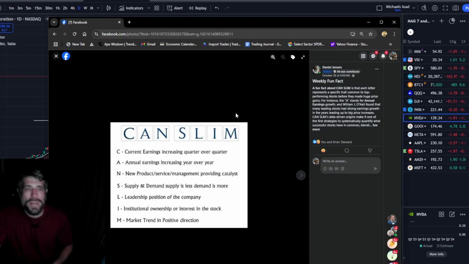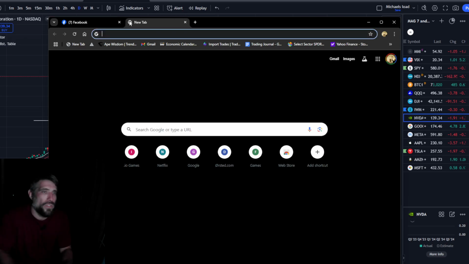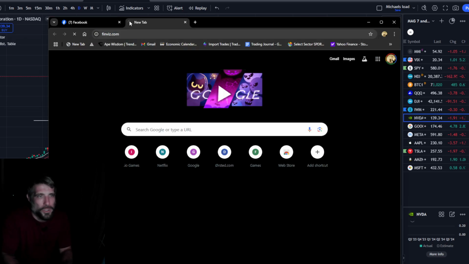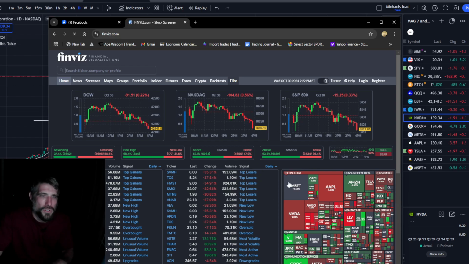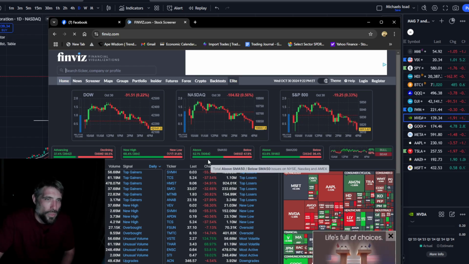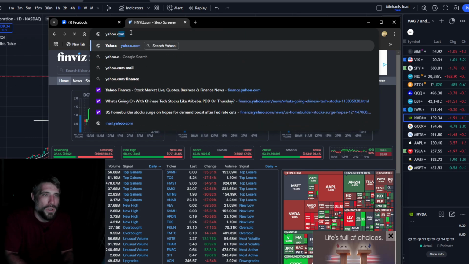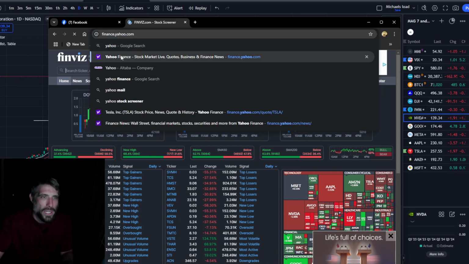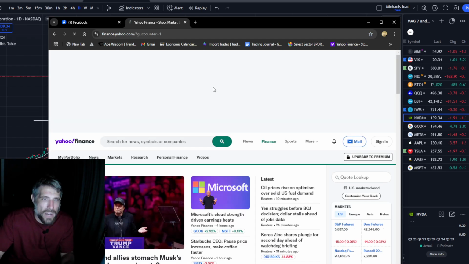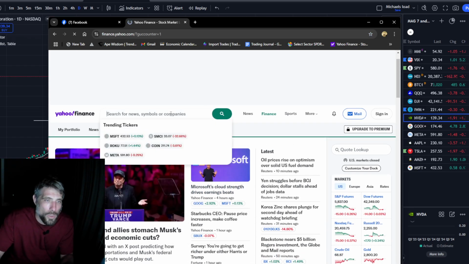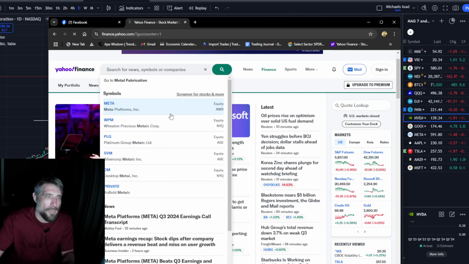Now, we do have a thing here on Facebook where you can look up the institutional ownership. One thing I always like to show people, don't be afraid of FinViz. FinViz is your friend. There's a lot of really cool things that you can use with FinViz. Also, there's Yahoo. You can go to Yahoo Finance right here. And when you use Yahoo Finance, we can look up a stock. Let's look at Meta, for example.